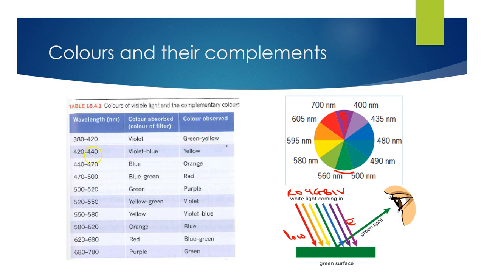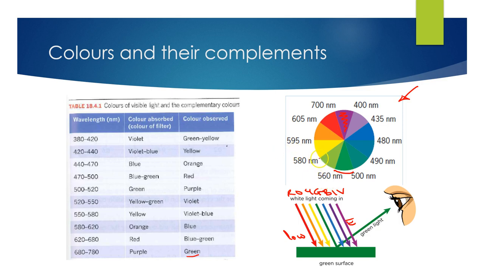420 to 440 nanometers, which is the wavelength of the light being absorbed, will be absorbing violet-blue and will give a color of yellow. When we talk about purple light, it is given a wavelength of 680 to 780 nanometers. This color will be absorbing purple and will be seen as green. Okay, so you are given reference to this color wheel here that gives you an idea.